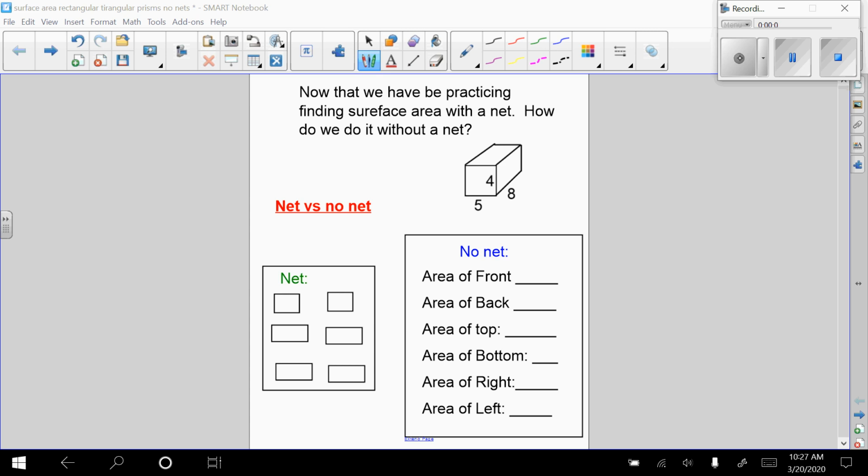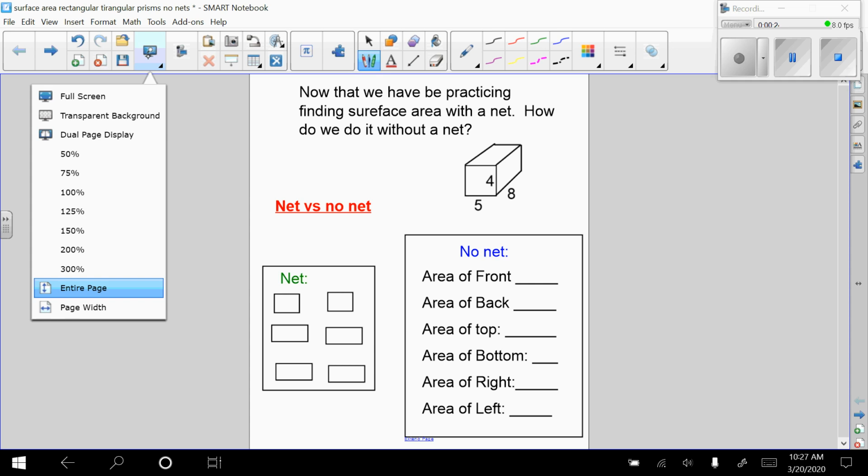We've been doing surface area with nets. How do we do it without having to draw a net? So let's look at this one below. I'm going to show you first, as we've been doing with the net, and then how do we do it without a net? How do we determine what that's going to be so that we don't always have to draw out the net, or we can still find the area of each of our parts without doing all of that drawing? So let's look at the first one.